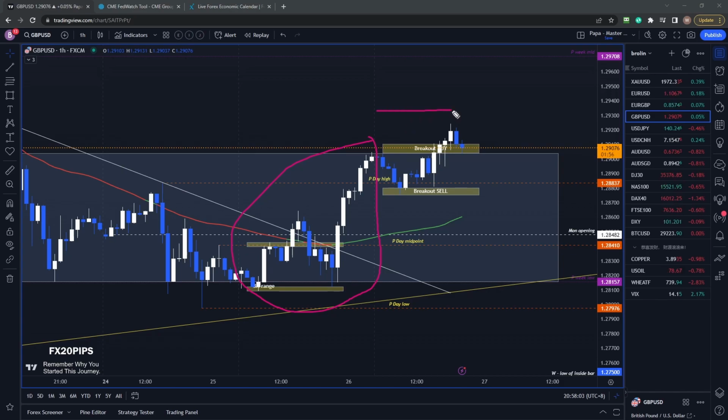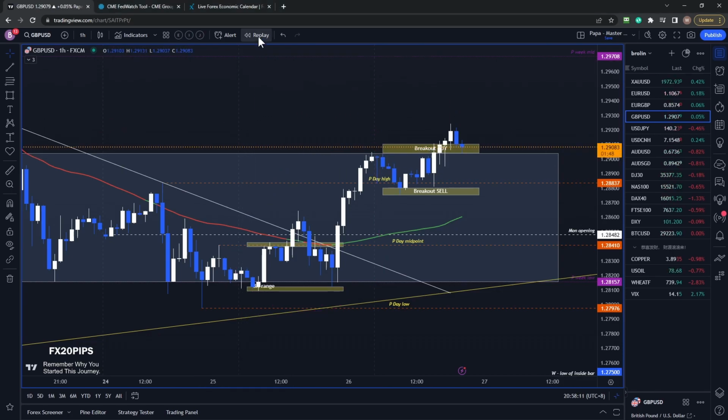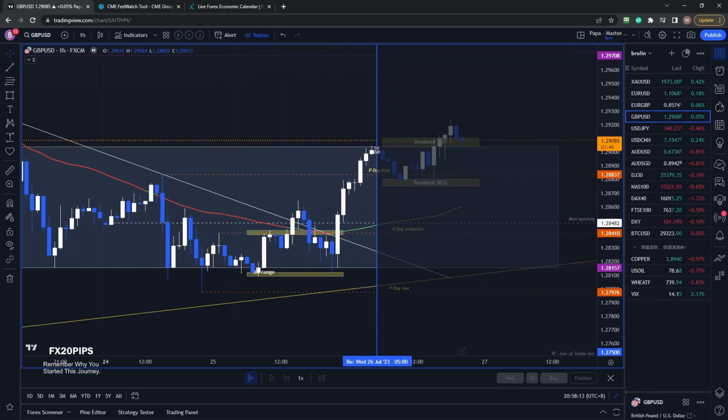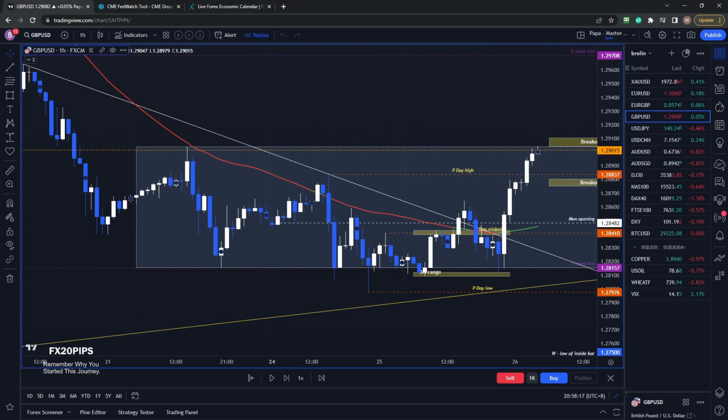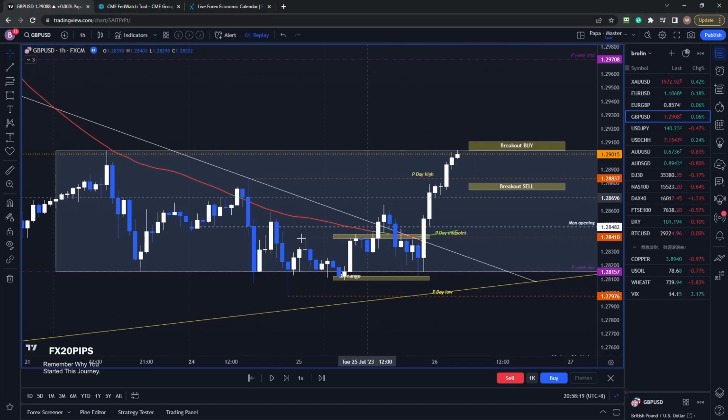Alright, before I touch on the candles for today, what I'm going to do is just do the playback to remove the candles of today, so it's easier to go through it.